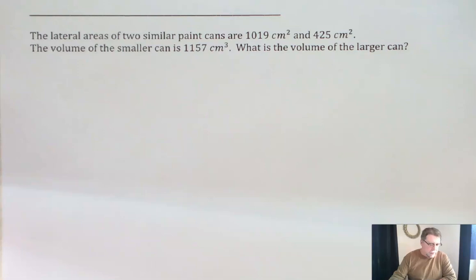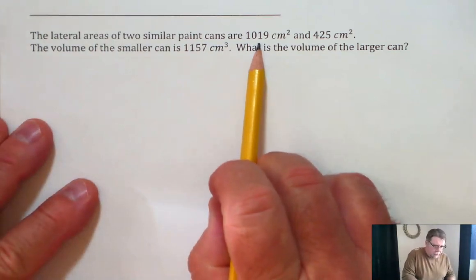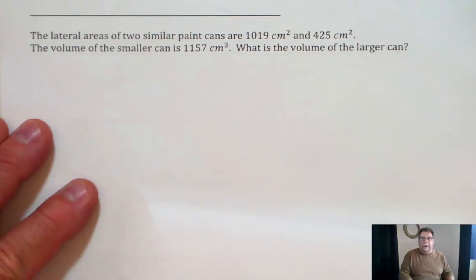In our second example, we want to look at the lateral areas of two similar paint cans, and then find the volume of one of the paint cans. So here's the deal. We've got two paint cans. One's got this lateral area, and one's got this lateral area. So that's an area concept.